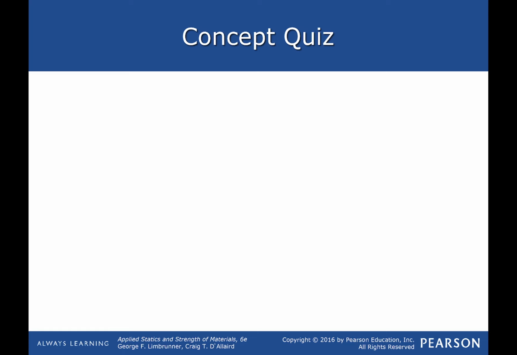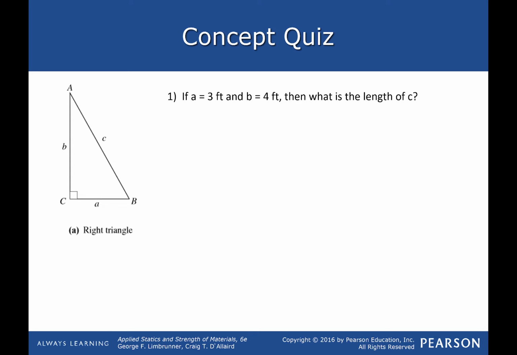Okay. So let's see if you figured out the Pythagorean Theorem, if you can do it together, okay? So here's our right triangle. If A is equal to 3 and B is equal to 4, then what is the length of C? Well, let's try that out. So first off, A squared plus B squared is equal to C squared. Okay, I got that.